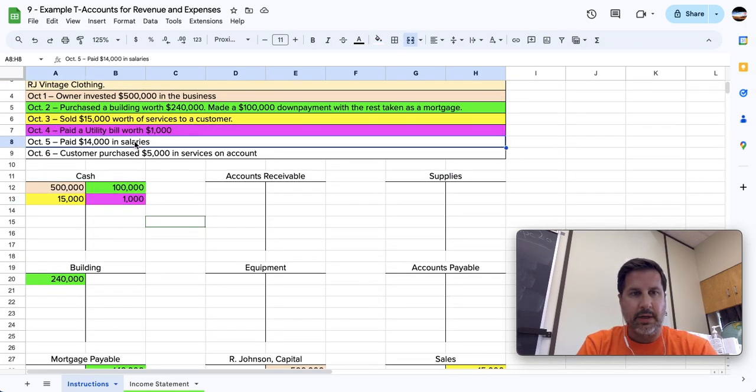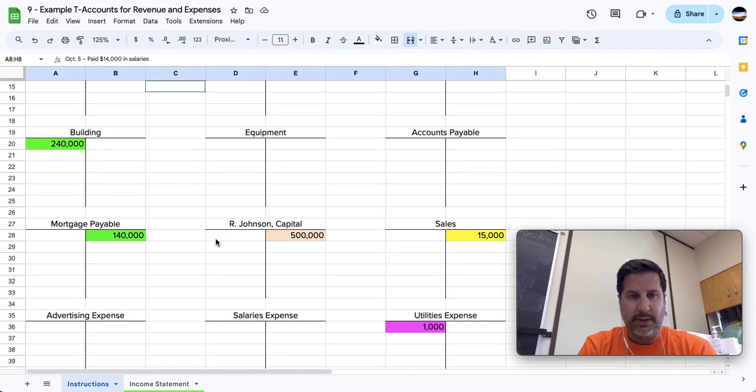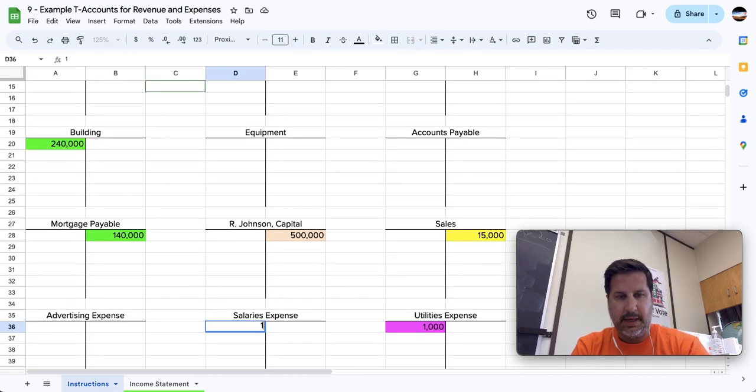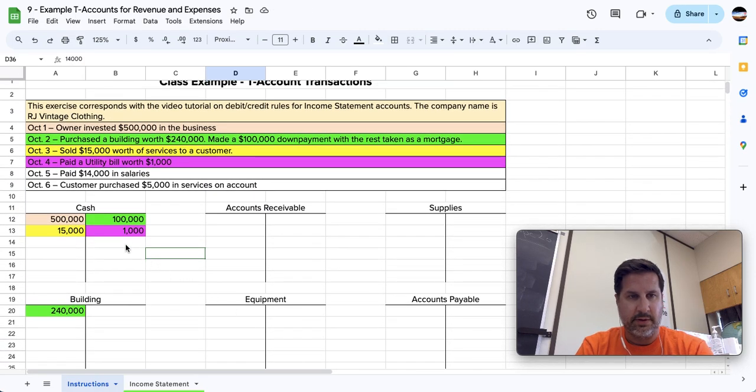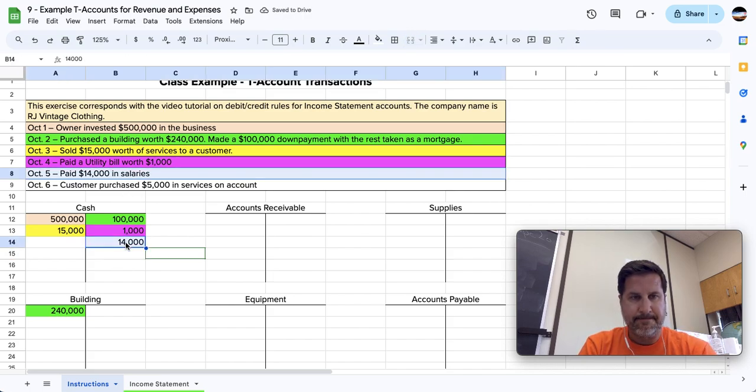All right, this is another expense. We have to pay our employees, right? So we're going to pay them. Salaries increase with a debit because they're not good for our owner's equity, although they are necessary for us to earn revenue. And so we paid $14,000 in cash. So that is that transaction.